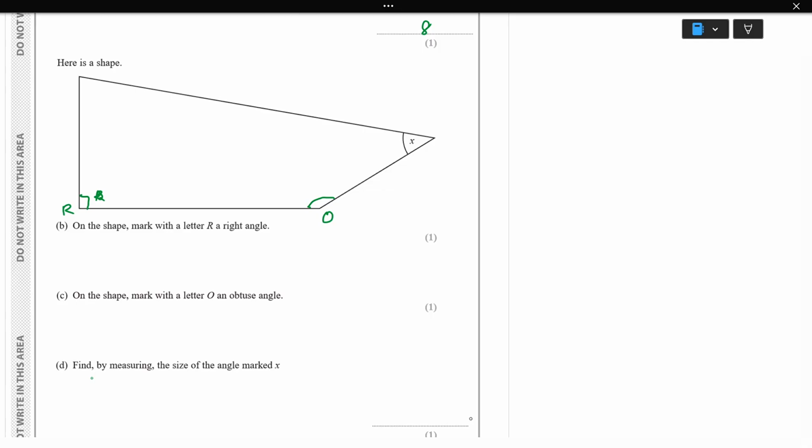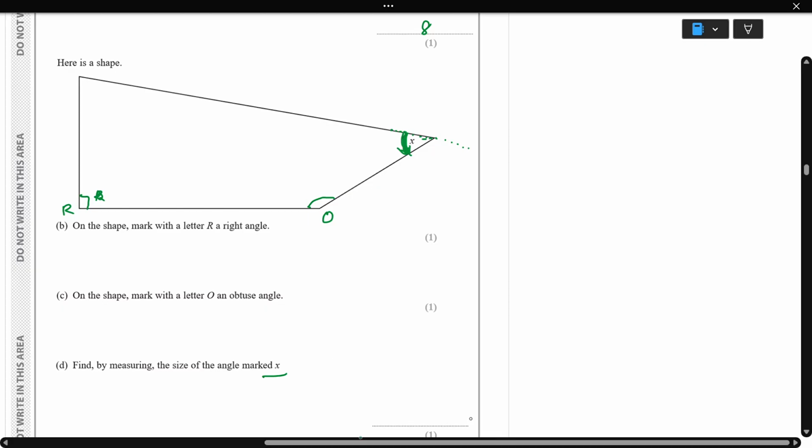Next, then find by measuring the size of angle marked S. So this is the angle, this is acute. So you need to use a protractor and find it. Keep the protractor this way. So here you can find this angle. From 0 this way you can find the angle. The angle, approximately, you will get 42 degrees.